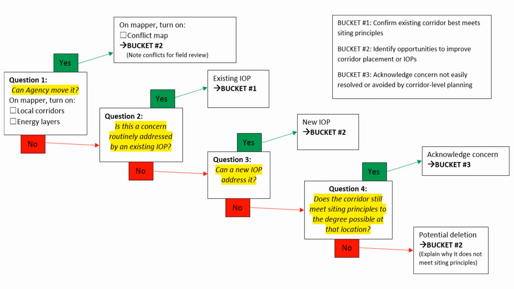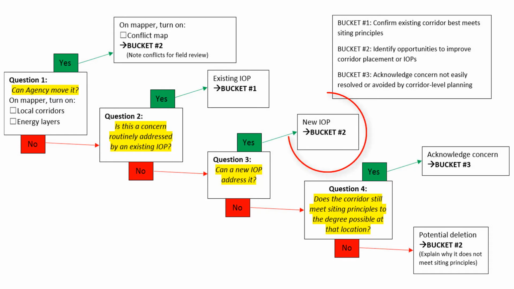Continuing the review process, if the answer to question 2 is yes, then we can indicate Bucket 1, or that the corridor best meets the siting principles at its current location. In this case, the habitat restoration is addressed in IOPs, but not as it pertains to fawning or species disruption, so the answer to question 2 would be no, and we will move on to question 3, which is, can a new IOP address this concern?